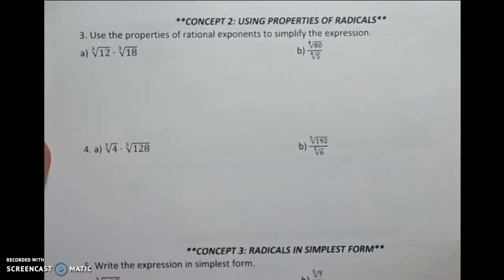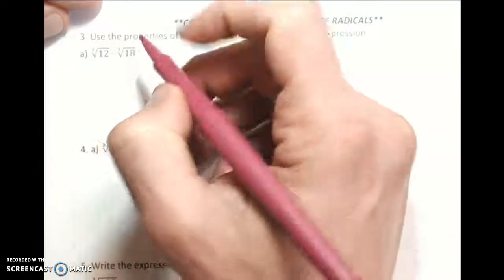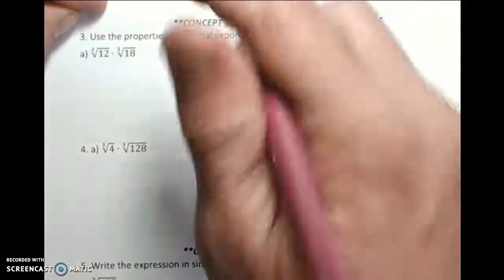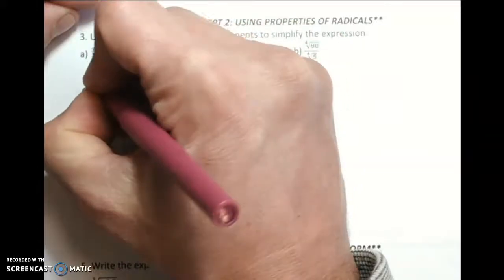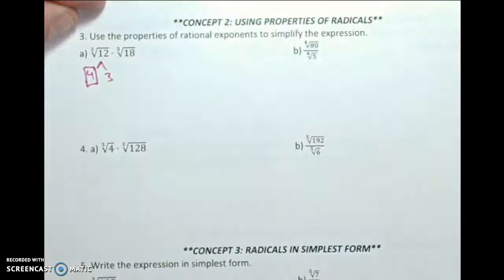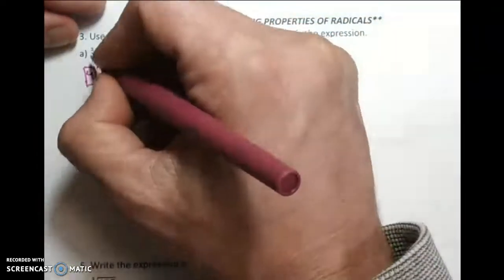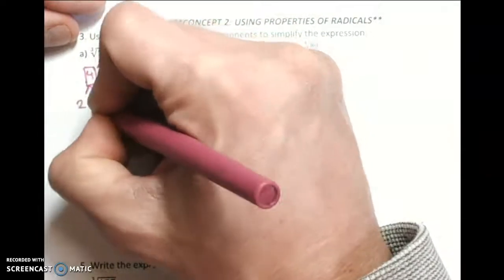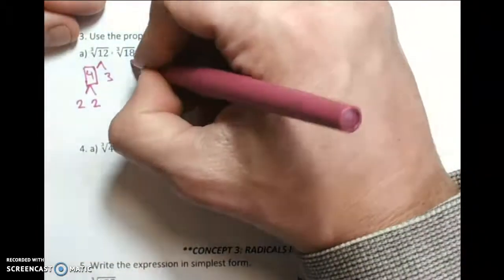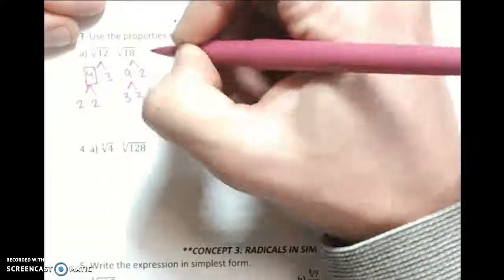Number 3, using properties of radicals. So when I have something like this, the cube root of 12 and the cube root of 18, they are not the same. So what I would do is look to simplify. When I do my factor tree of 12, I'd say 4 times 3, and 2 and 2, all under the cube root. And then if I look at 18, I'd maybe say 9 and 2, and 3 and 3.